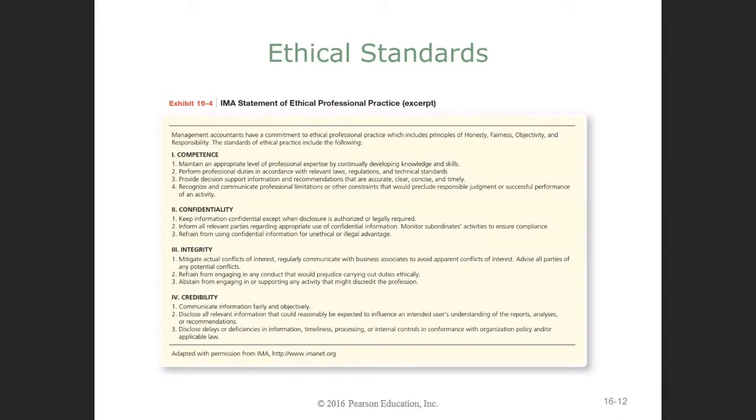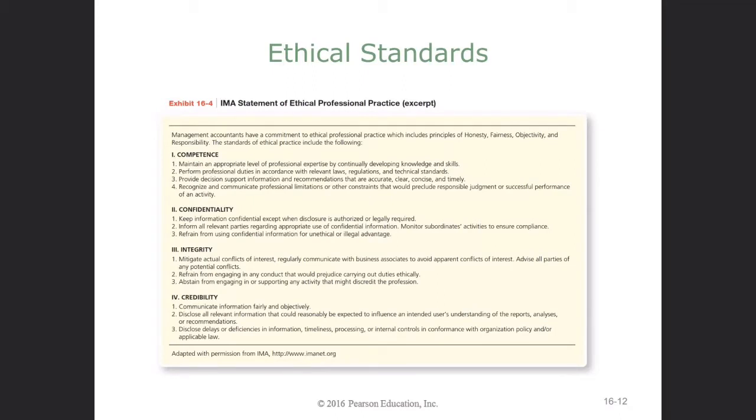Management accountants have a commitment to ethical professional practice, which includes principles of honesty, fairness, objectivity, and responsibility. The standards of ethical practice include competence, confidentiality, integrity, credibility. Confidentiality is where you keep certain information confidential. It's not supposed to go out to the public or everyone unless there's a disclosure that's legally required.